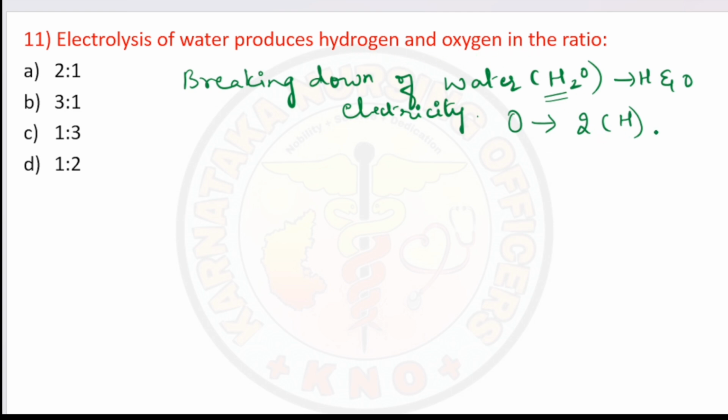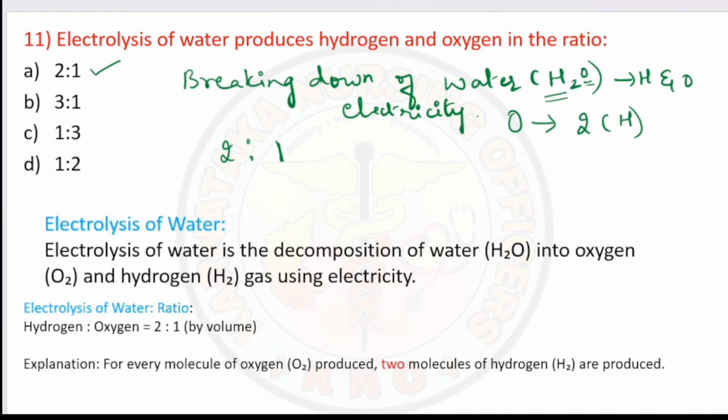Here hydrogen means how many? 2, right? 2 hydrogen atoms for every single, that is one, oxygen atom in the H2O molecule. Hence, for every one oxygen, two hydrogen atoms will be liberated. So the correct answer is option A. 2:1 is the correct answer for this question. So electrolysis of water is the decomposition. Decomposition is nothing but breaking.